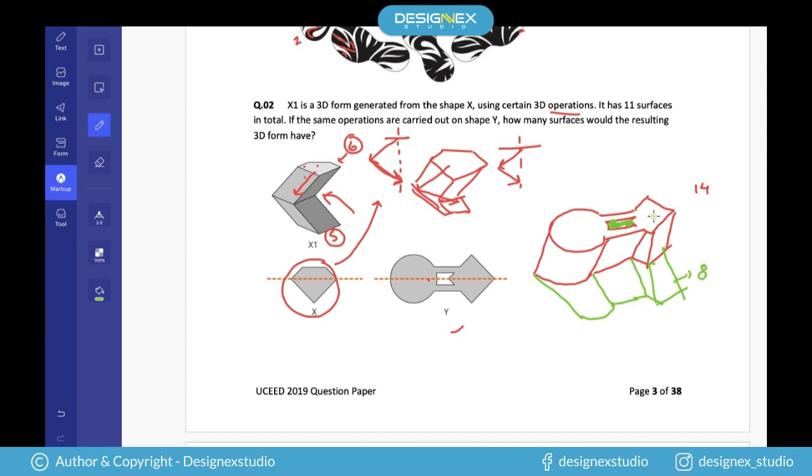So 14, if we count here in the above, it will be 13. But there will be one hole here, so you have to count that face also. That's why this 14 is coming, and down, only the outside part, this hole you can avoid. Only 8 faces will be coming. So 14 plus 8 turns out to be 22.